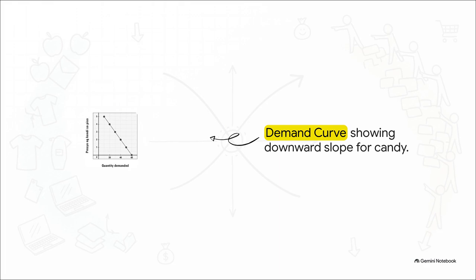So if the price of a piece of candy is at its absolute highest, say $5 on the left side, maybe only 10 people want to buy it. But as that price drops from $5 all the way down to $1, you'll see the quantity demanded rapidly increases all the way to 50 pieces. That's exactly why the curve has that downward slope from left to right.